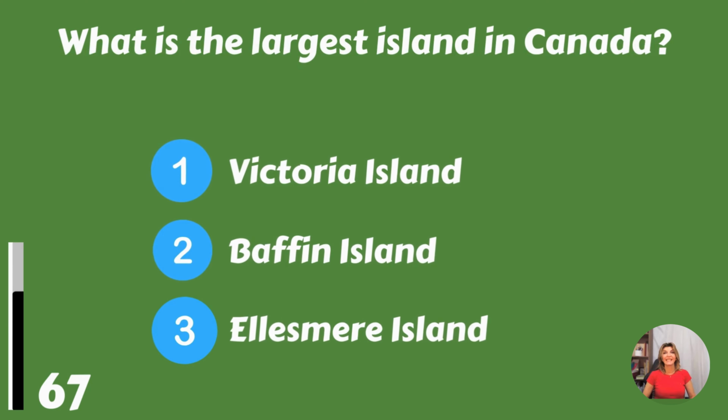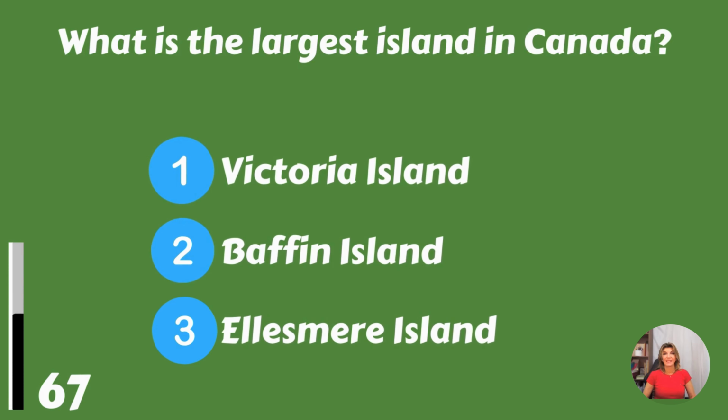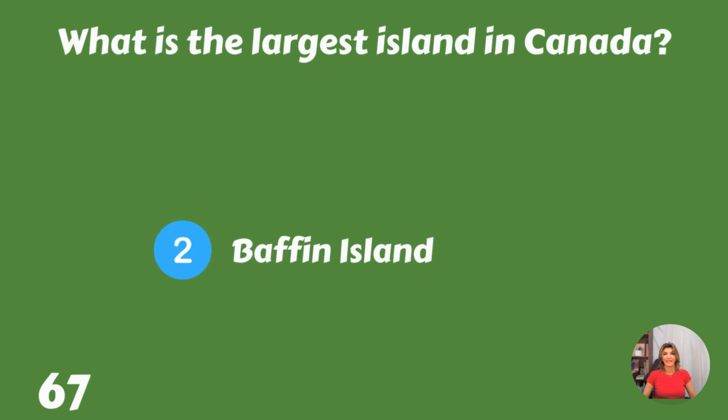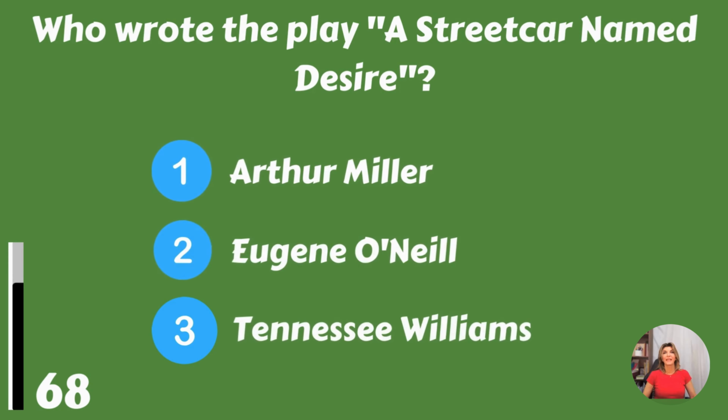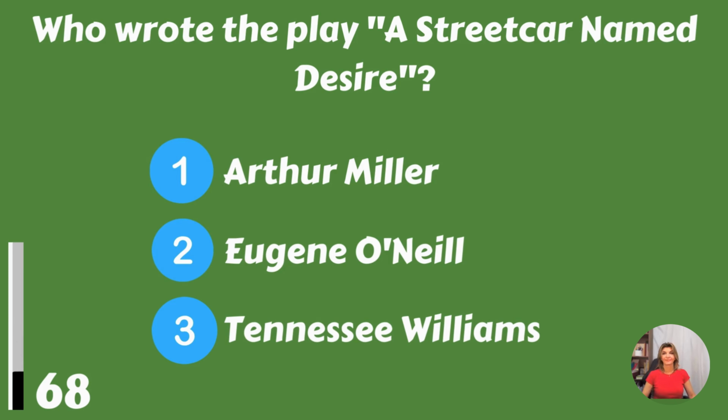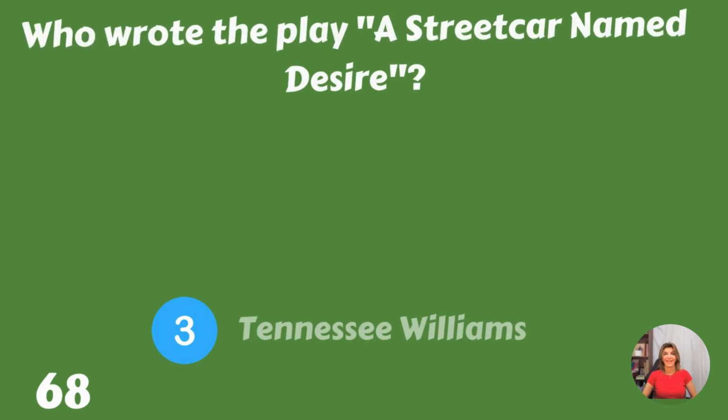What is the largest island in Canada? Victoria, Baffin, or Ellesmere? Baffin Island. Who wrote the play A Streetcar Named Desire? Arthur Miller, Eugene O'Neill, or Tennessee Williams? Tennessee Williams.